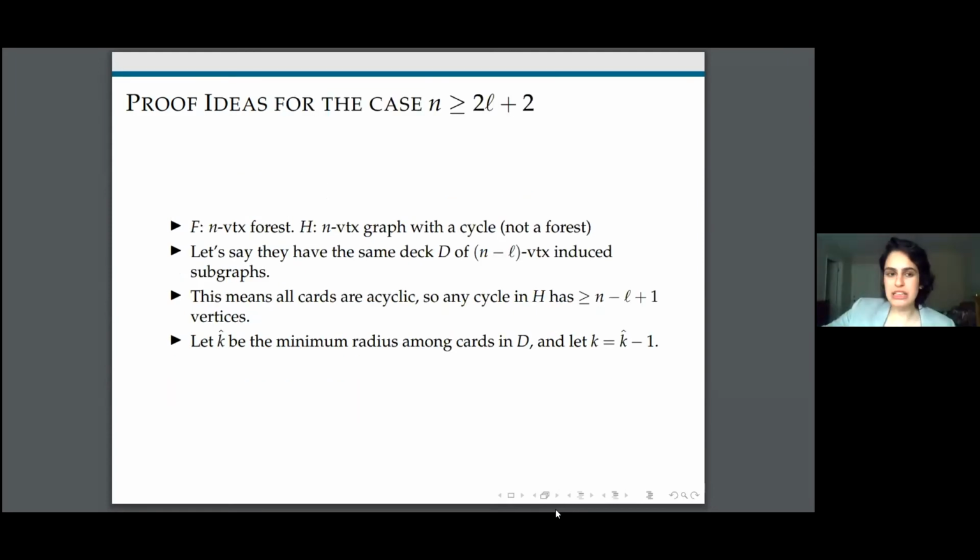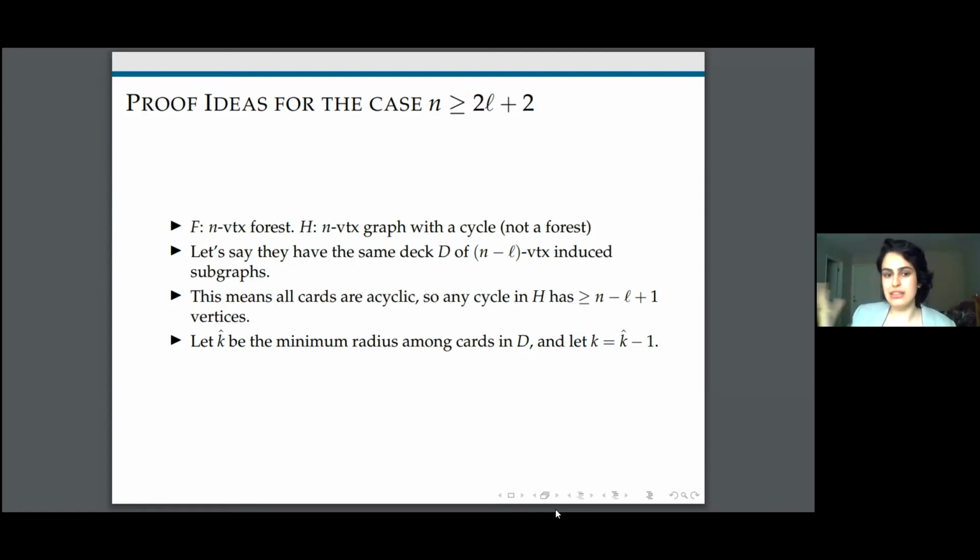So why am I telling you all this? It's because this is how we went about the proof. By contradiction, we assume that we have some forest on n vertices and some graph on n vertices which is not a forest, meaning it has at least one cycle. Then we assume that they have the same deck of n minus L vertex induced subgraphs.